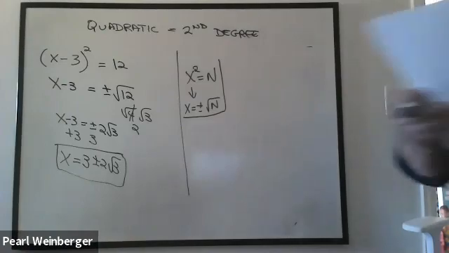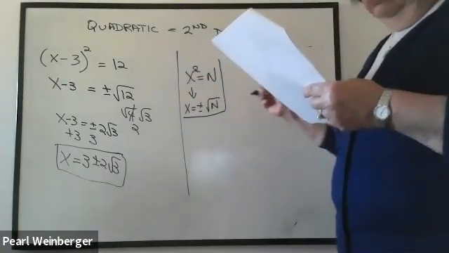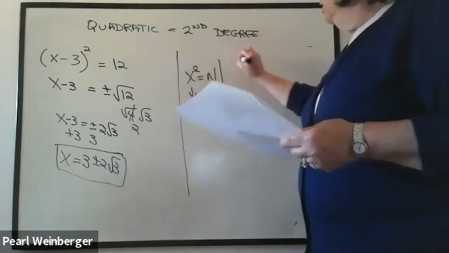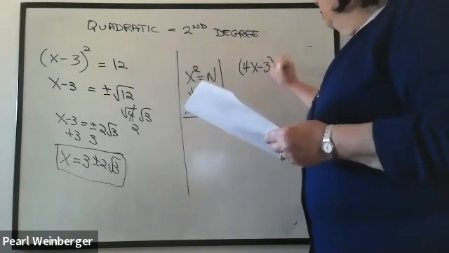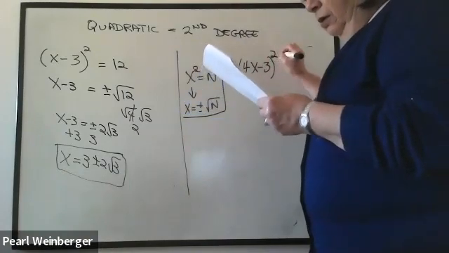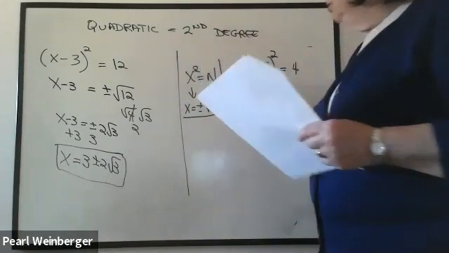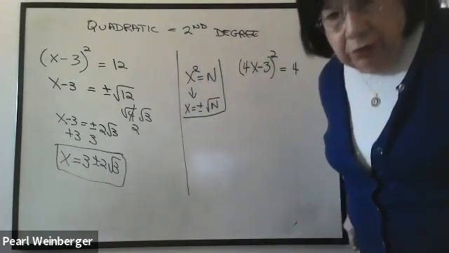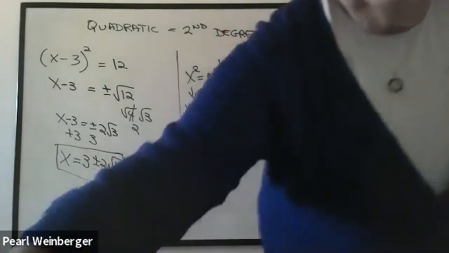Should we try one more? Should I give you one more to try? Let's say I gave you this one: 4x minus 3 squared equals 4. Let's see if you could do this using the square root method. I'll give you a couple of minutes to try that.